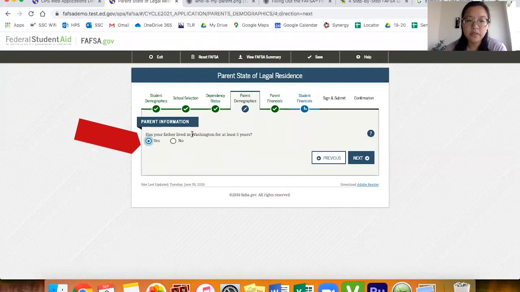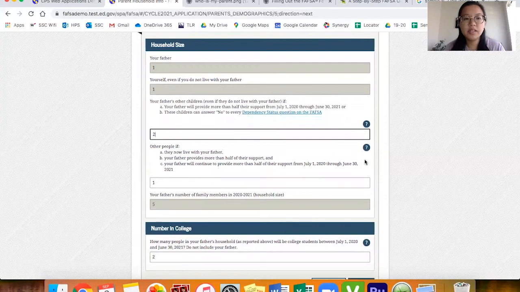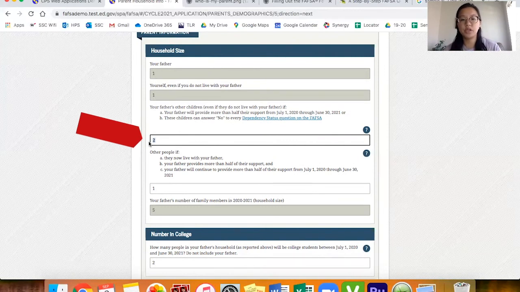Has my parent lived in Washington for the last 5 years? Hit yes or no. I'm going to hit yes. Next. And here it's going to ask for household size. So you can see that there are some sections that are grayed out. It says your father, that's one person. You, that's one person. These are other children that are dependents of your parents that they pay for.